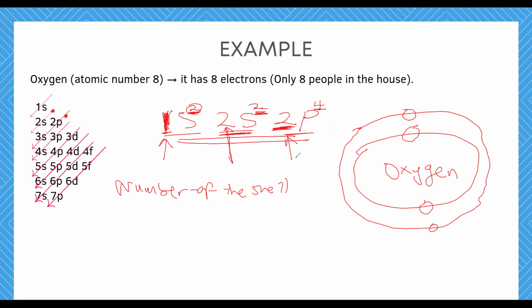Do you understand? Yes, sir. How many electrons are remaining to be drawn? 4. Thank you. So I'm going to draw my 4 electrons. 1, 2, 3, 4. So you can see from the electronic configuration 1s2, 2s2, 2p4, I was able to draw what the atom of oxygen would look like.